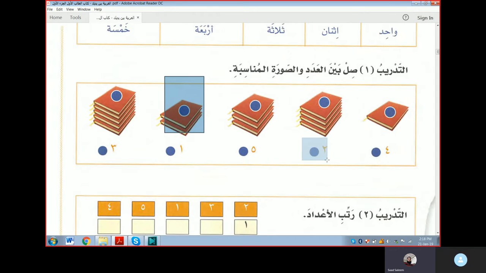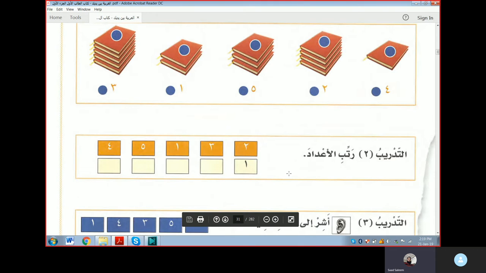Isnani. So in this way, we'll just join these. Okay. Next, we have the second exercise.